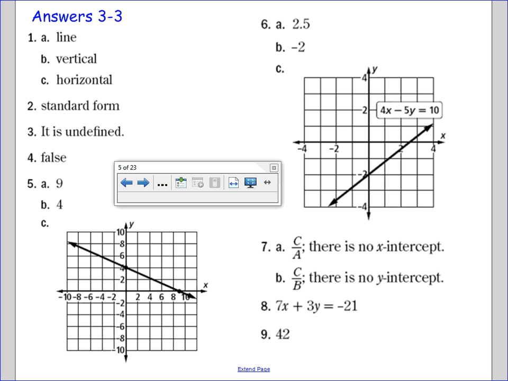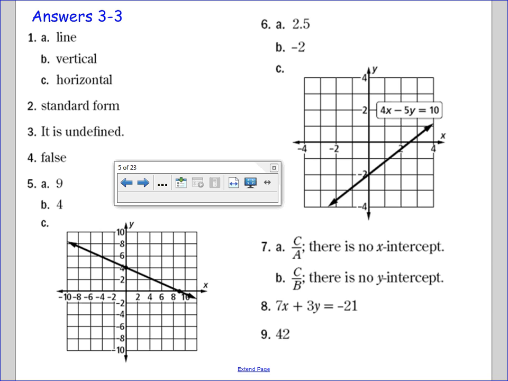4, false, 5a, 9, b, 4, c, there's the graph. 6a, 2.5, b, -2, c, there's the graph. 7a, c over a, there's no x-intercept. B, c over b, there's no y-intercept. 8, 7x plus 3y equals -21, and 9 is 42. Question. Yes, Margot? 8 said like see the graph to the right, but there was no graph. Yeah, there was a mistake with the publisher on that, so sorry about that. You can disregard that one in terms of your accuracy fraction or your completion, or both.